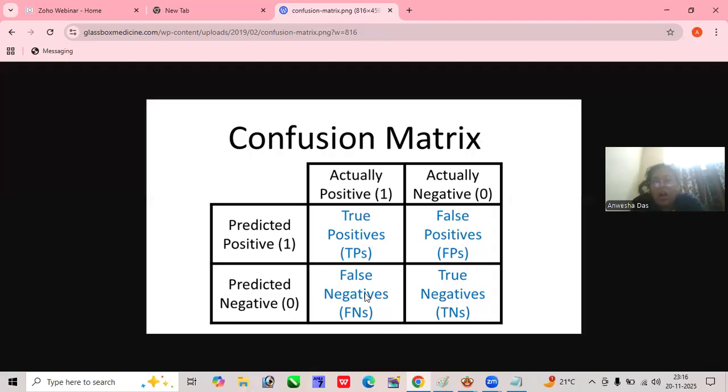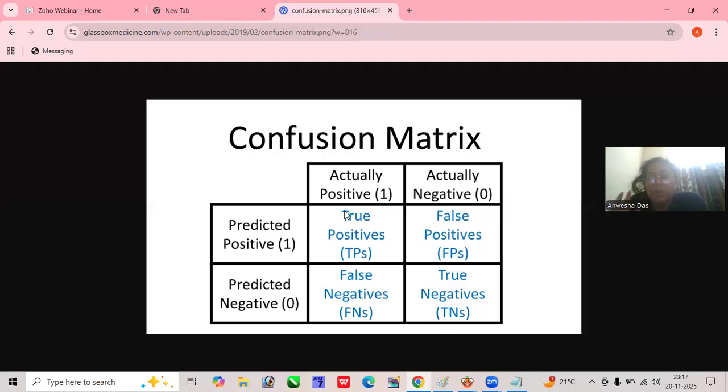Now, how will I calculate the precision, recall, F1, and accuracy? First focus on the accuracy. Guys, you have two scenarios: the true positive and the true negative. Actually positive and the prediction is also positive, no problem, that is true positive. Actually negative and predicting also negative.